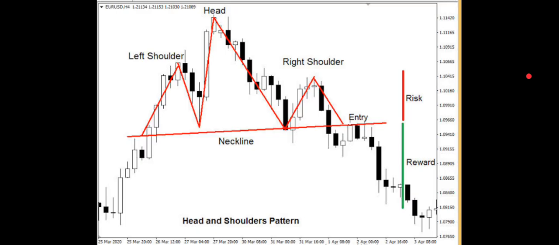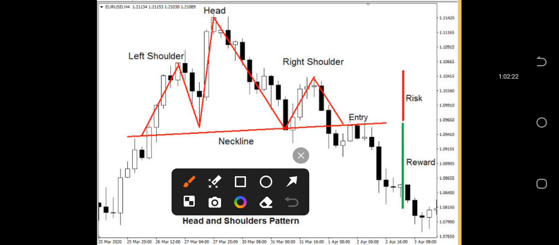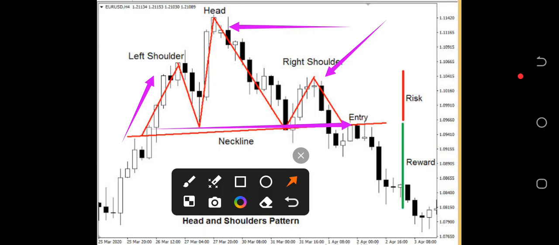So you can see this is a head and shoulders pattern. You can spot the left shoulder, you can spot the right shoulder here, you can spot the head, and you can see this is the neckline. You can see the breakout candlestick, it goes up to retest that level of previous support, which is now resistance, and then falls down. Sometimes it falls directly without a retest.